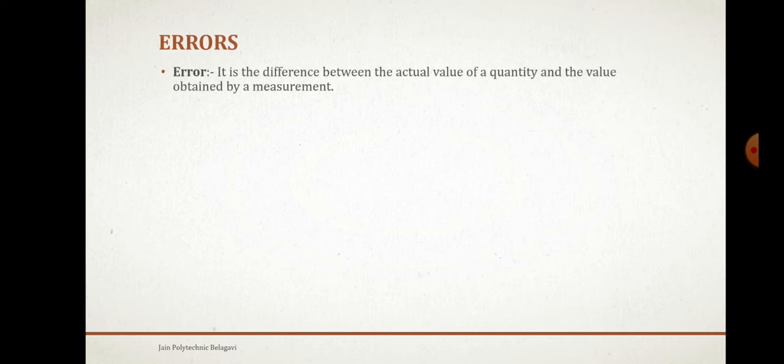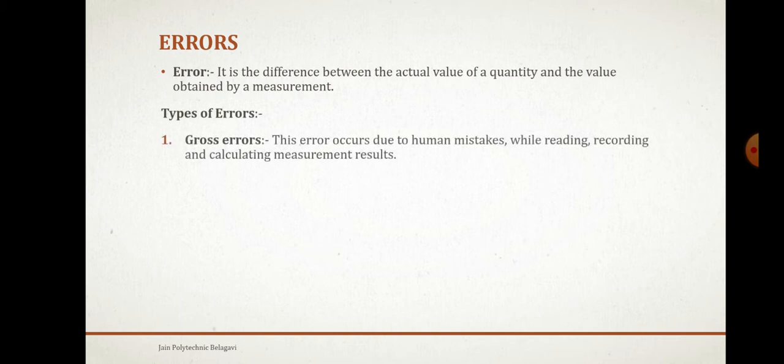Then next we will be seeing errors. Error is the difference between the actual value of the quantity and the value obtained by the measurement. So what are the types of errors? First one is gross error. So gross error, what is it? This error is due to human mistakes in reading or recording observations, incorrect adjustment, improper application of instrument, carelessness, and computational mistakes. One of the most common errors is the misreading of an instrument. This kind of error is less likely in digital instrumentation.